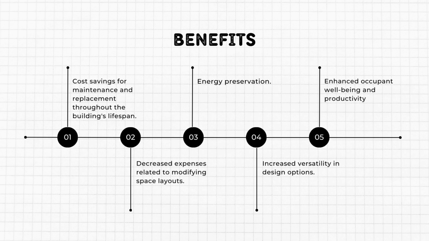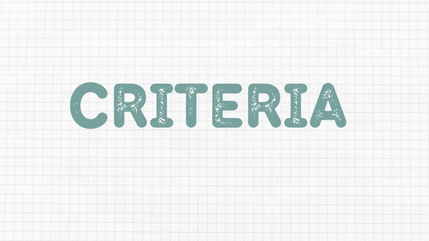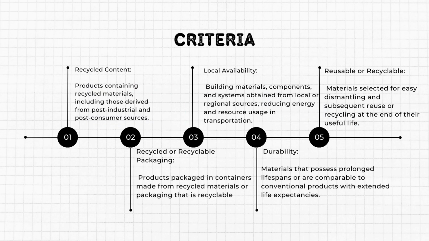These benefits I already talked about in the introduction, but now I just detail the benefits of using green material. Next up, I will also detail the criteria when using green materials in construction. So the criteria: first, recycled content. When using green materials, the product contains recycled materials, including those derived from post-industrial and post-consumer sources. And second, local availability. This material can be used as building materials, components and systems obtained from local or regional sources, reducing energy and resource usage in transportation.